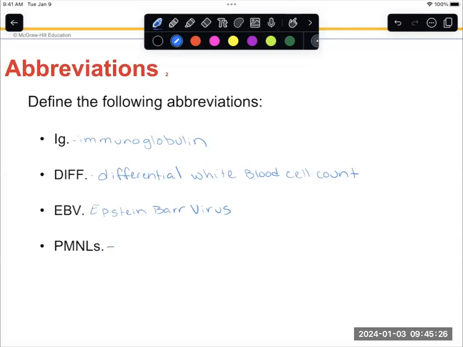PMNL: polymorphonuclear leukocytes, or neutrophils.